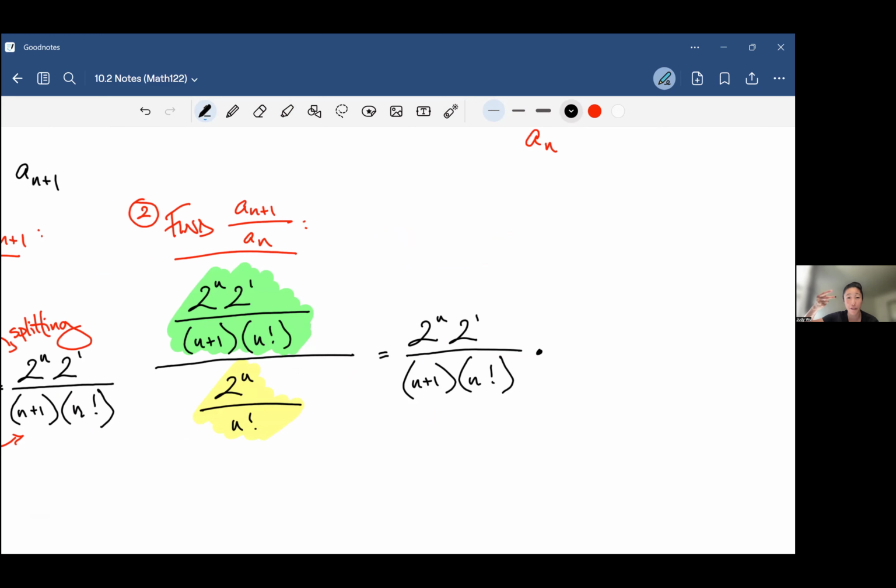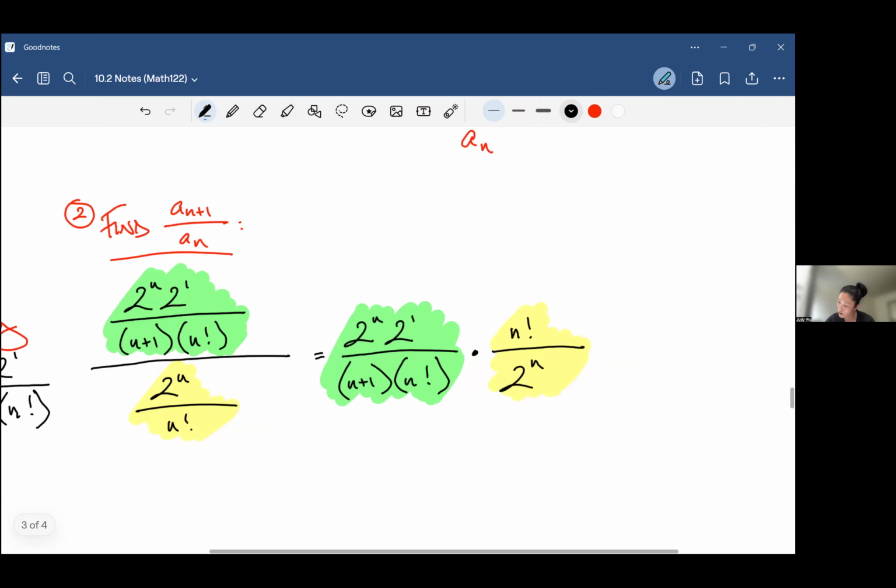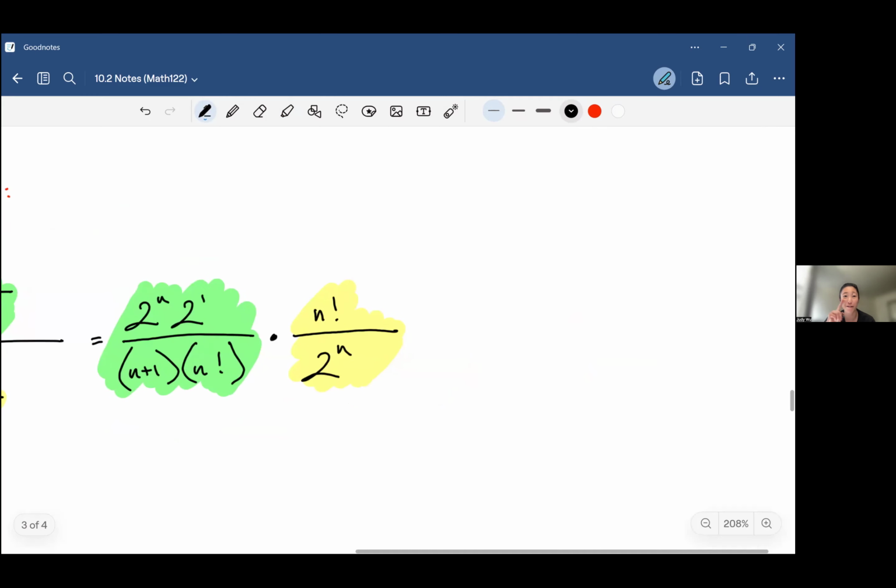Times, now I'm going to flip my a sub n, so I'll get n factorial over 2 to the n, okay? So I still have my a sub n plus 1, and I'm still comparing it to my a sub n, but now I'm just thinking about what it means to divide by a fraction. Now this might not look any better, but it actually is going to be super helpful because I can write this all as one fraction.